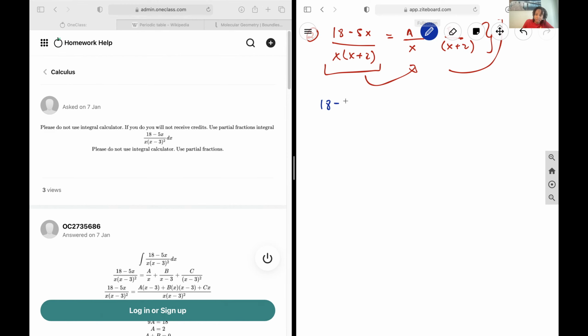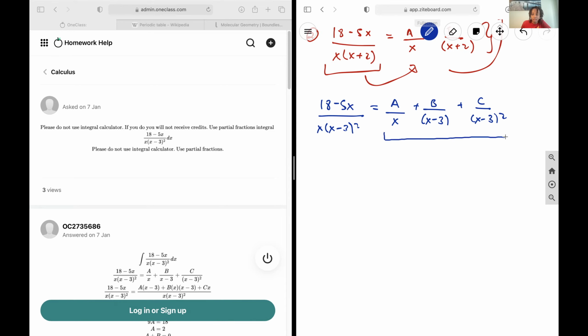we have (18 minus 5x) over x into (x minus 3) squared. And we know that this can be rewritten as a over x plus b over x minus 3 plus c over (x minus 3) squared. And that's just because this is a square term. This one is just the power of 1. And so you need to write it out with all of its exponent terms until you reach the actual number here. So we have 1 and then 2. So next up, we are going to try and find our a, b, c.